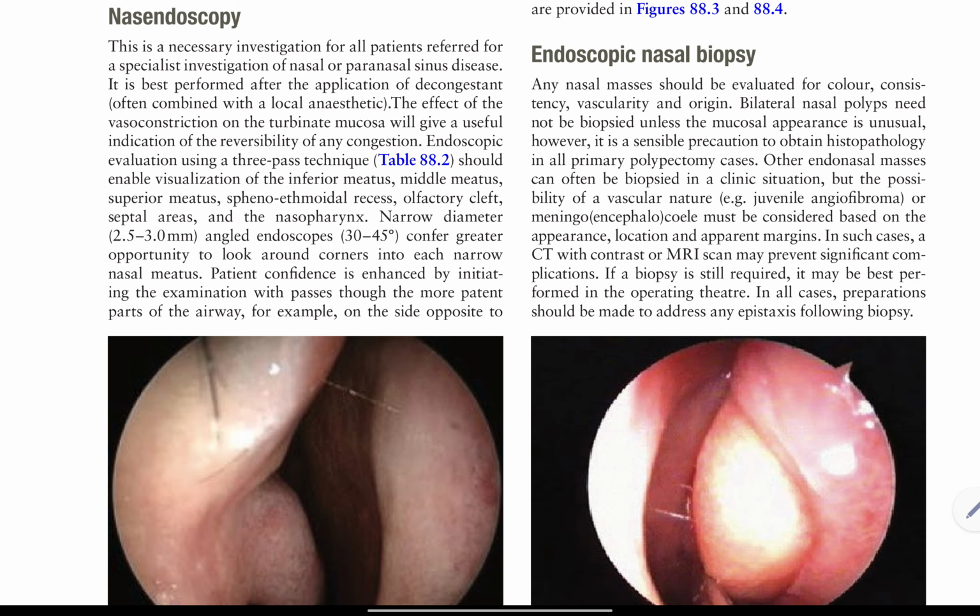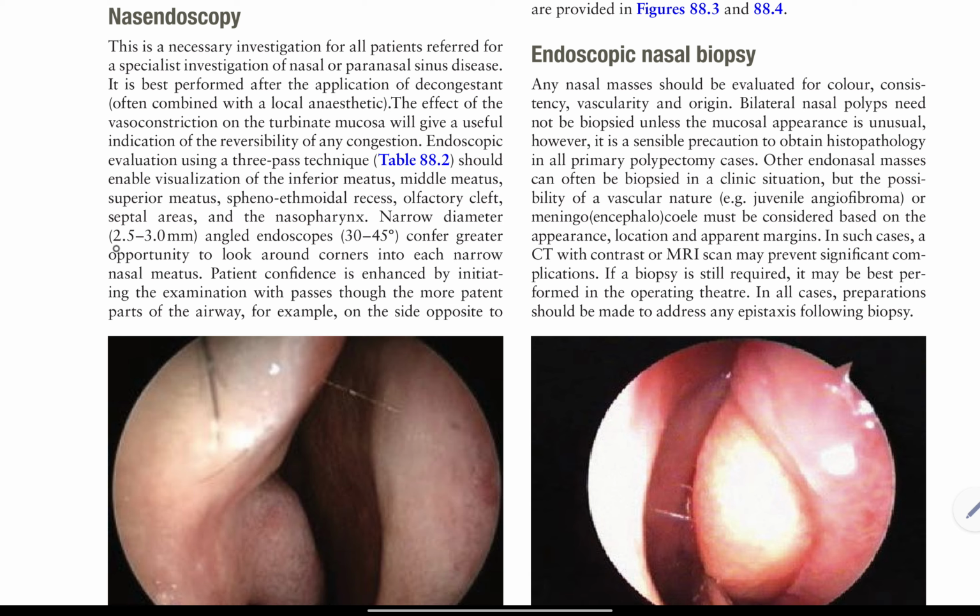Nasal endoscopy. This is a necessary investigation for all patients referred for specialist investigation of nasal or paranasal sinus disease. It is best performed after application of decongestant, often combined with local anesthetic. The effect of the vasoconstriction of the turbinate mucosa will give a useful indication of the reversibility of any congestion. Endoscopic evaluation using a three-pass technique should enable visualization of the inferior meatus, middle meatus, superior meatus, sphenoethmoidal recess, olfactory cleft, septal area, and nasopharynx.